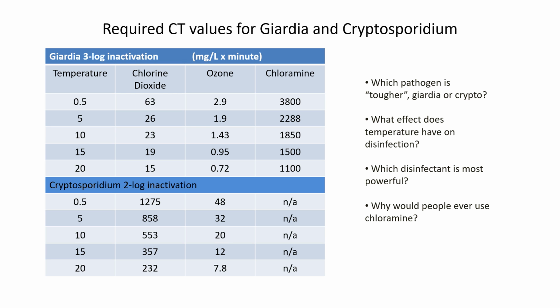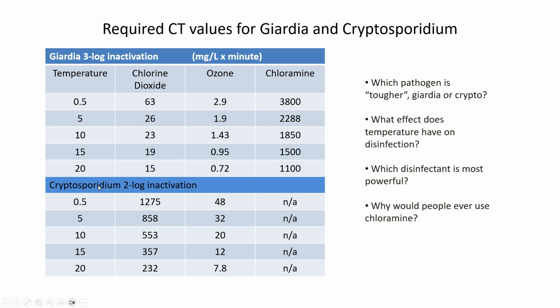Crypto is tougher. And how did you come to that conclusion? Higher concentration times time. You need more concentration times time, more CT, and that's even to achieve less inactivation. If you notice the table here for crypto, this is just to achieve a 2-log inactivation. So 99% kill, it takes 858 milligram per liter minutes. Whereas Giardia, you can get 3 logs of inactivation for just 26.